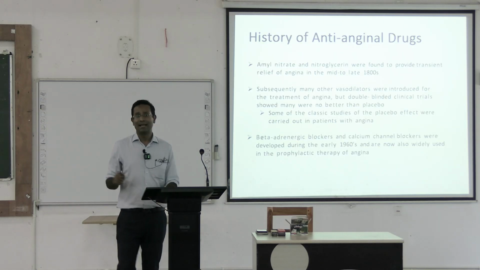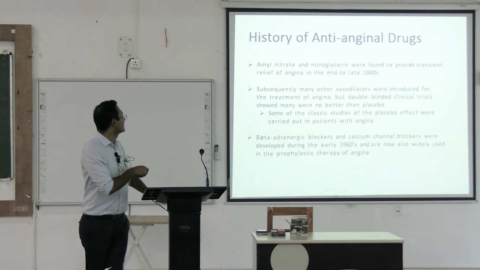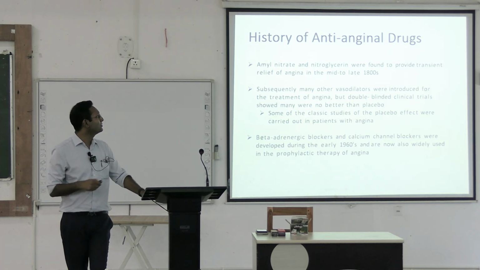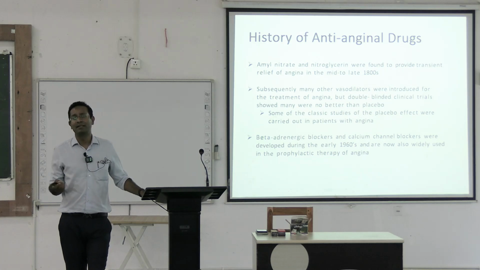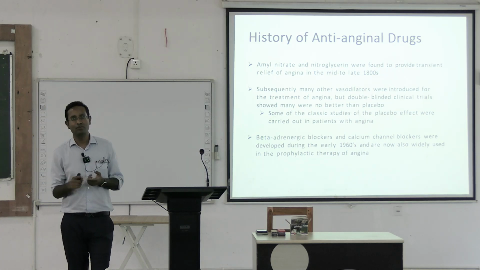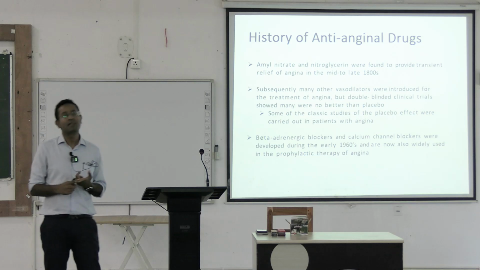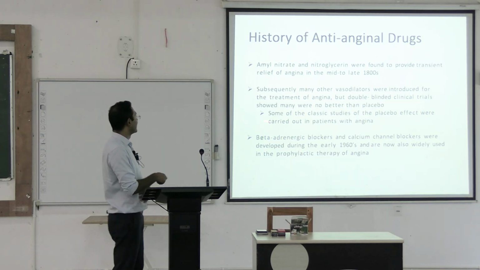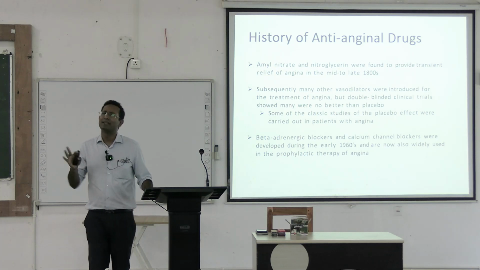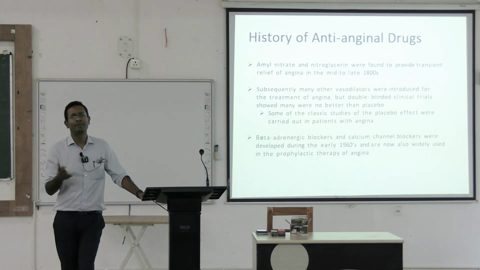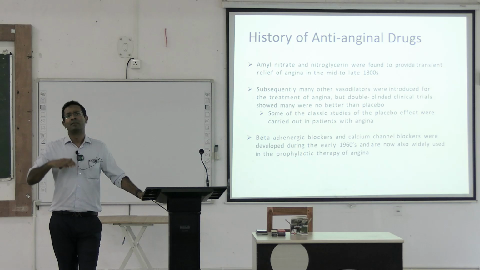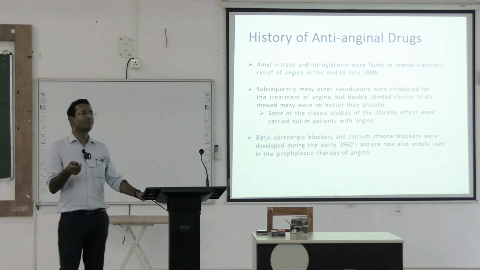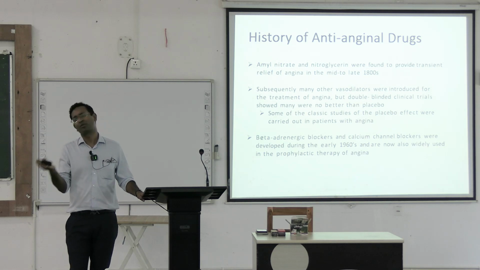Now coming to the anginal drugs. History of anginal drugs: the nitrates, amyl nitrate and nitroglycerin, were found to provide instant relief from angina in the 1800s. Those were the first drugs, the first drugs that were developed and provided to mankind. Subsequently, many other vasodilators were introduced, but many of them were found to be not very useful in angina, and most of them were compared with placebo and were found not to be better than placebo.